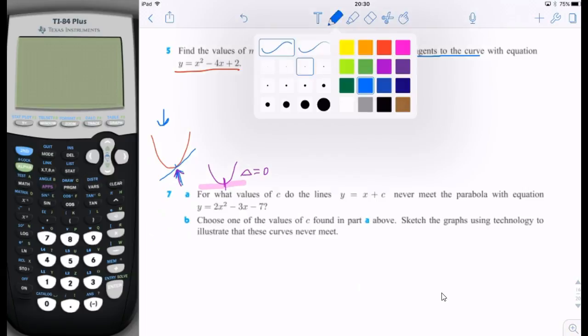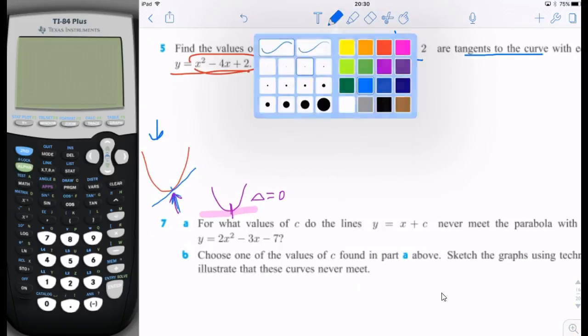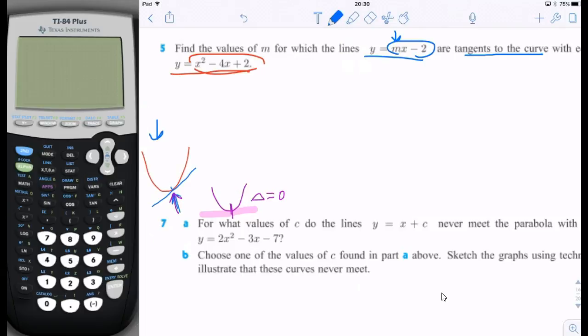So we do it the exact same way we've done it up until now, which is we take the red quadratic and put it on the left-hand side, and we take the blue line and put it on the right-hand side. So let's do that. We put x squared minus 4x plus 2, and then the right side is going to be mx minus 2. We can set them equal to each other because we're finding the intersection points, and the intersection points have common y's and common x's, so the x's are all the same and the y's are all the same if they indeed intersect.